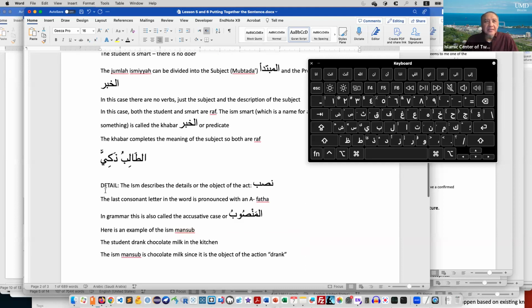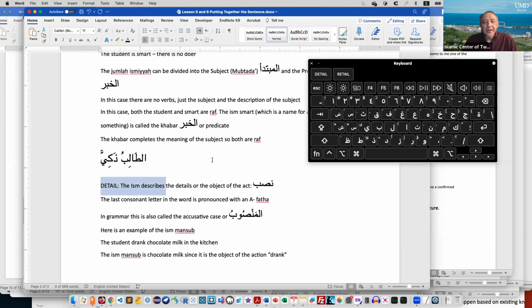The next one is the detail. The detail, the isim, is essentially about the isim that describes the details of the object of the act. The details of the object of an act. In other words, if you're doing something, any detail about what you're doing is nasab. Any details about anything you're doing is considered nasab, because it's the details, right?